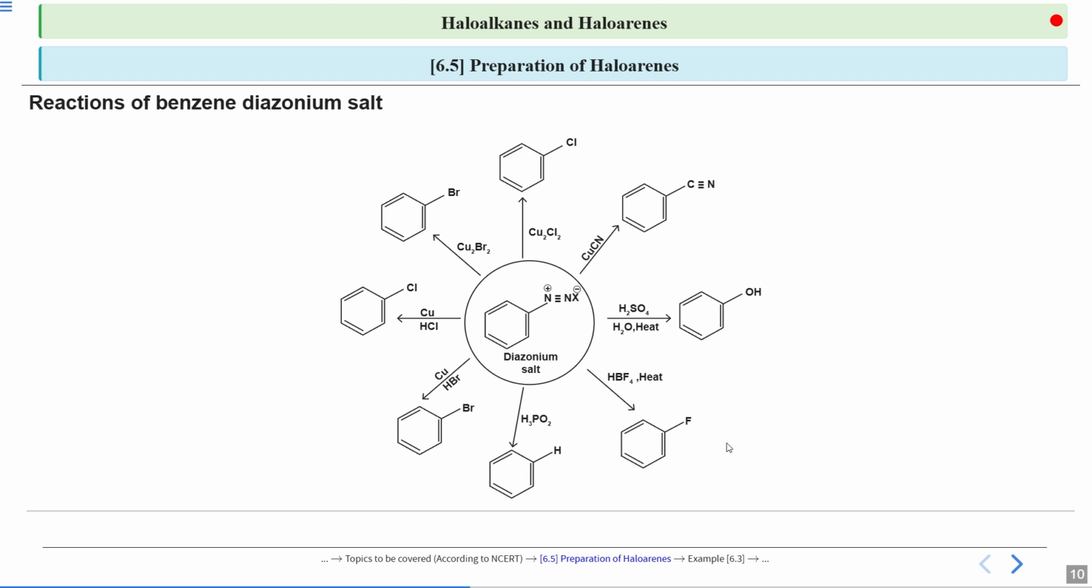Remember, by electrophilic substitution, in the very first reaction we have seen, fluorobenzene can't be prepared because of the high reactivity of fluorine. But from the Sandmeyer reaction, from a primary aromatic amine, you can get fluorobenzene. First of all, you have to convert the primary aromatic amine into a diazonium salt by reaction with sodium nitrite, dissolved in a cold aqueous solution in a specific temperature range. Then you treat the diazonium salt with HBF4 and heat it, and you will get a fluorine substituted benzene, that is fluorobenzene. So these are the various reactions shown by the benzene diazonium salt.